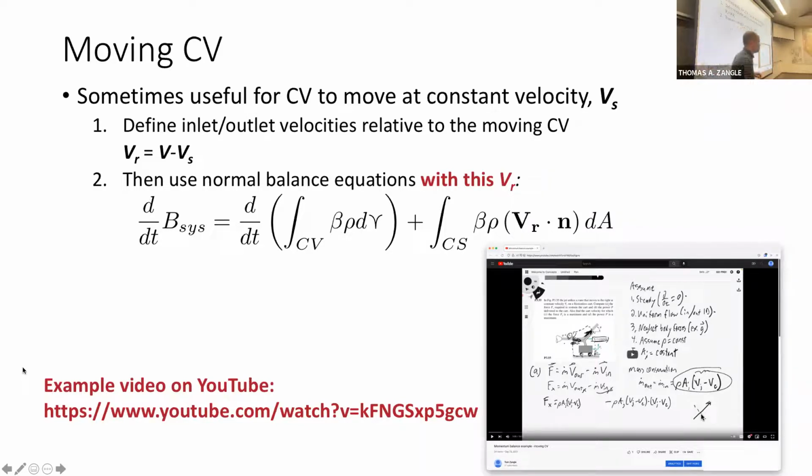The V in there is the actual velocity of it. Yeah, sorry. The V in here is the fluid velocity. The V_CV is the velocity of the control volume. Yeah, question.